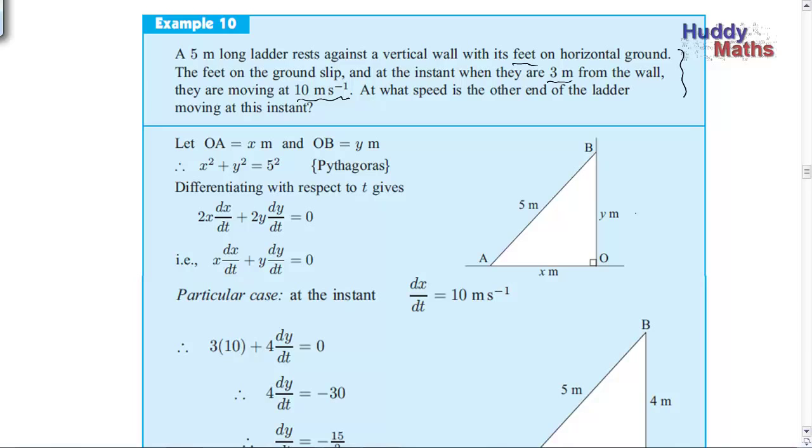Okay, so here's our diagram we had before, and you should make these statements. I like students to set this out as given. What are we given here? dx by dt is 10 metres per second at x equals 3 metres, and something like find dy by dt.